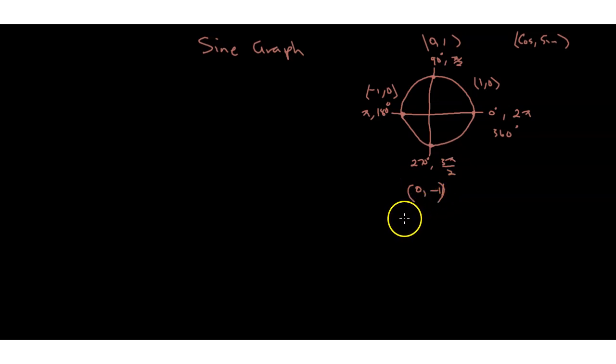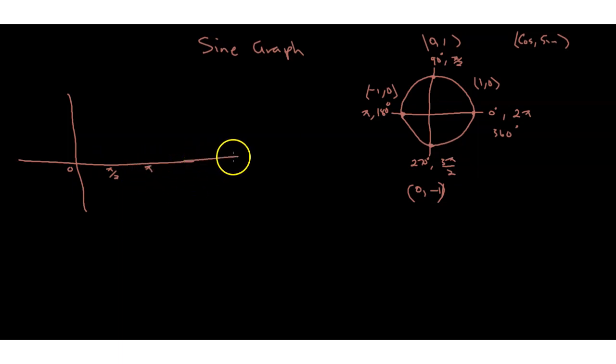So what I want you to remember here is that the x coordinate represents cosine and the y coordinate represents sine. So if we want to focus on the sine graph, here's what we're going to do. We're going to draw our axis here, and we're just going to go from the first quadrant and go around. So let's have 0, and then we have pi over 2, pi, then 3 pi over 2, and then 2 pi.